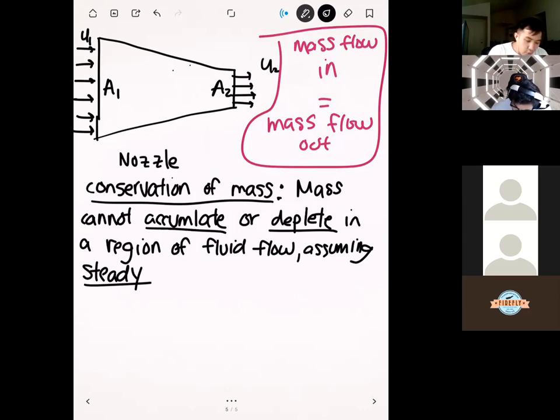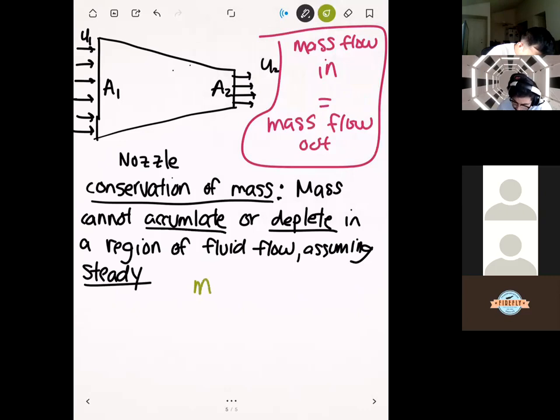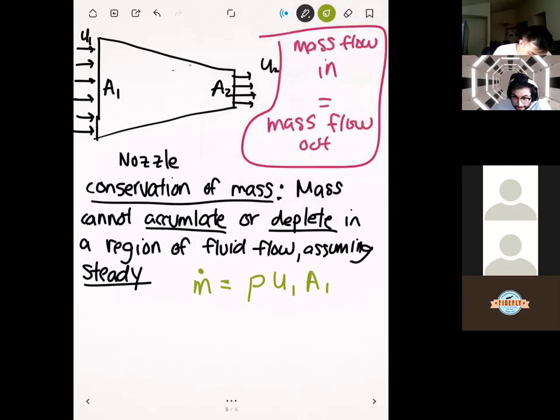And so the way that we express mass flow rate in a moving fluid, we usually give it the symbol m dot. The little m here denotes mass, and the dot above it denotes rate. The way that we compute it is that we take the density of the fluid, multiply it by the velocity, and multiply it by the area. And so this is mass flow rate.